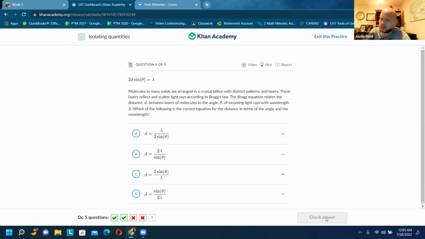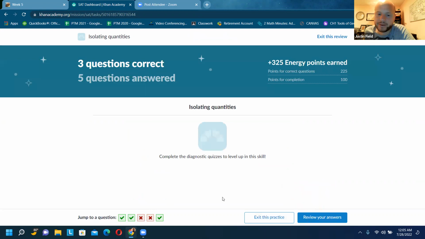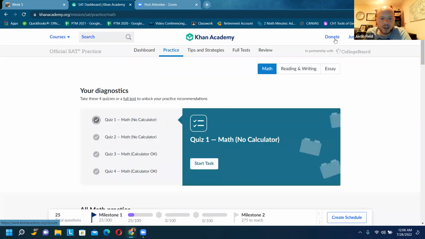Trig. All right, let's do this one real quick. So we want to solve for d, right? Oh, well, it's trig, but we're just dividing both sides by 2 and the sine of theta. So d equals lambda over 2 sine theta. That one, it wasn't so bad.